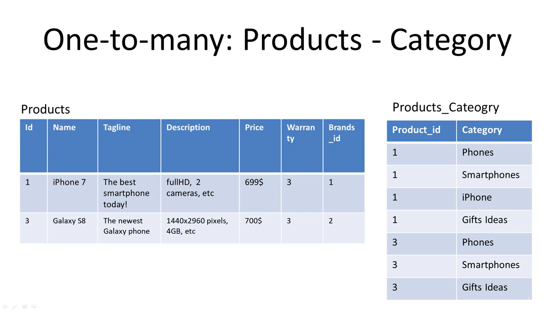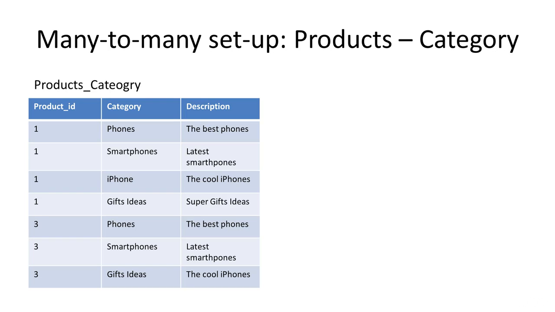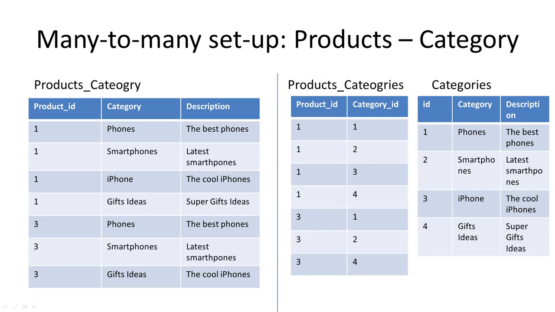Next, imagine we add a category description. That will look like this. Besides having lots of redundancy, this table is not in the second normal form. Taking into account that product ID and category form the composite primary key, description does not depend on the product. So we'll have to split the table like in this example.